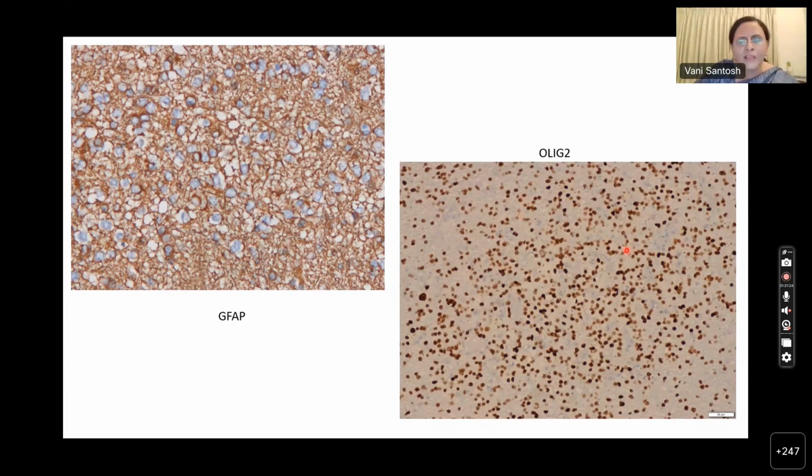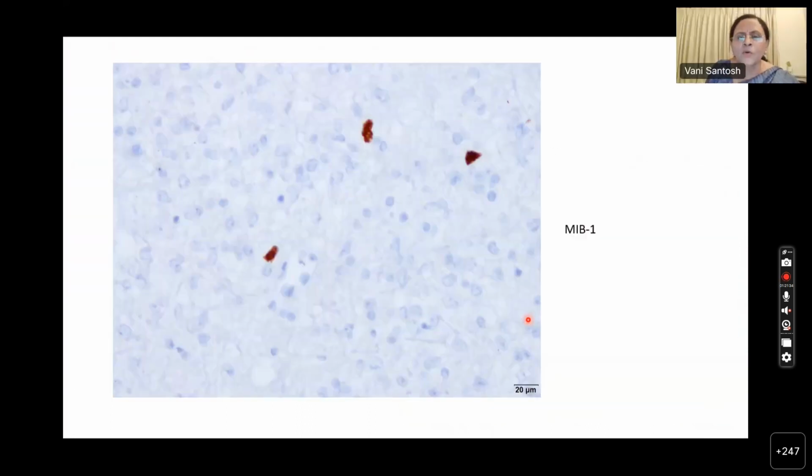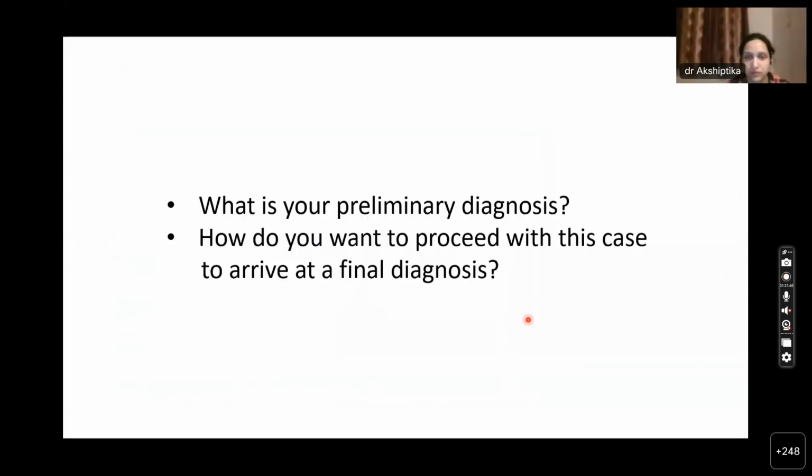Yes. And OLIG2 is positive or negative? Ma'am, positive. Diffusely positive. It helps us, isn't it? Yes. We like the stain a lot. I showed you why it is very important. And so OLIG2 is positive. And how is the labeling? Ma'am, a low index, low MIB. Low index as compared to the previous one. So this is very low. So what is your preliminary diagnosis and how do you want to proceed with the case?